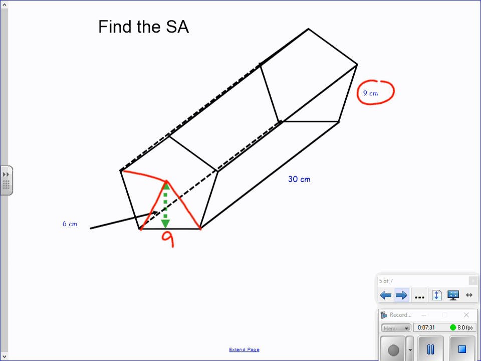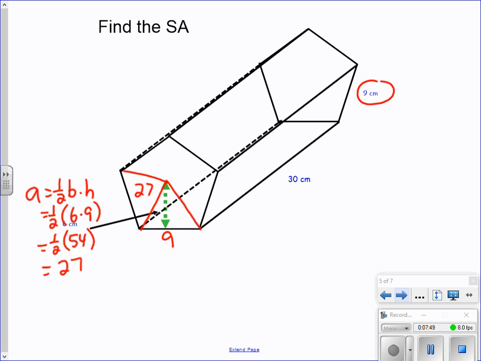So using half area is a half base times height. That's from last unit. That's half of 6 times 9. And 6 times 9 is 54. Half of 54 is 27. That's where I got that number.